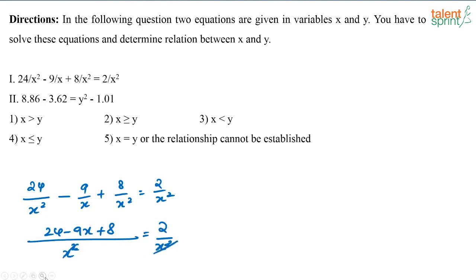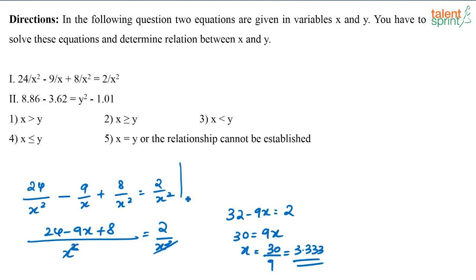X squared is going to get cancelled. So I have 24 plus 8, that is 32. 32 minus 9x, that is equal to 2, or I have 30 that is equal to 9x, or x is equal to 30 divided by 9, which is equal to 10 by 3, or that is nothing but 3.333. Correct? 10 by 3 is 3.33. So that is the value of x. Now let us look at the value of y. So this is the answer for the first equation.